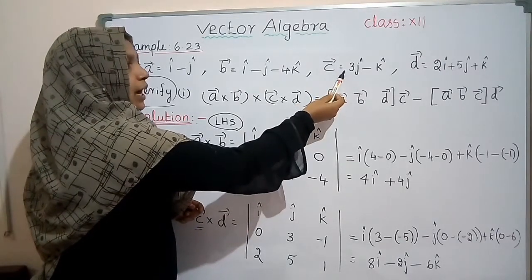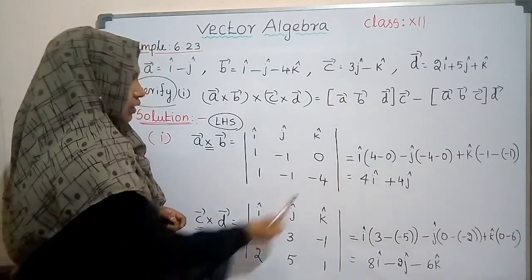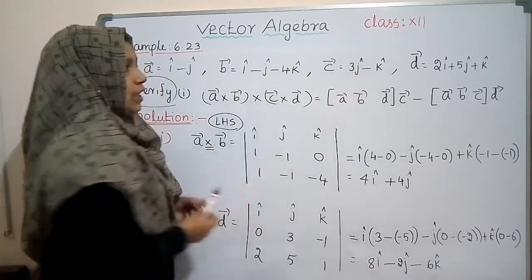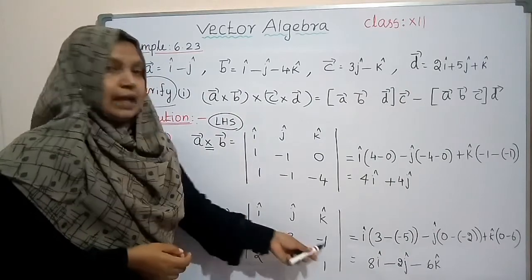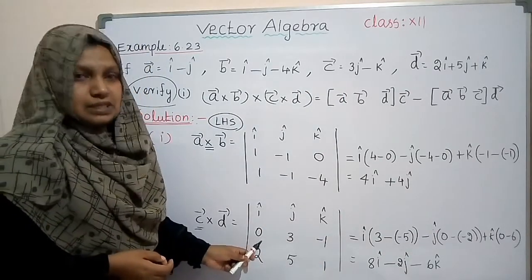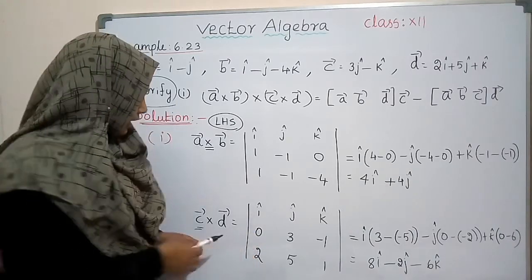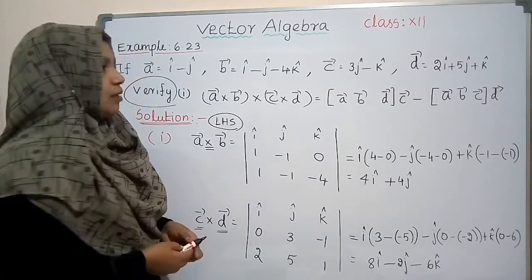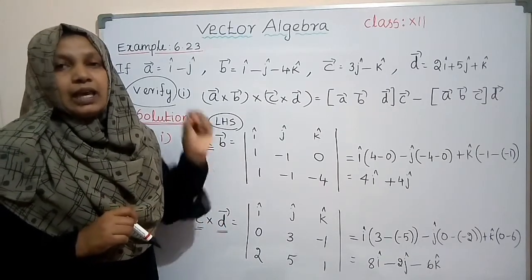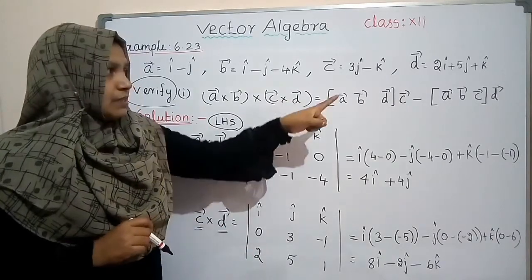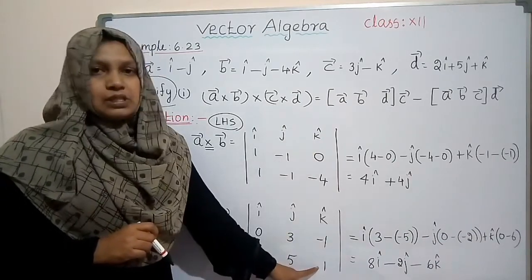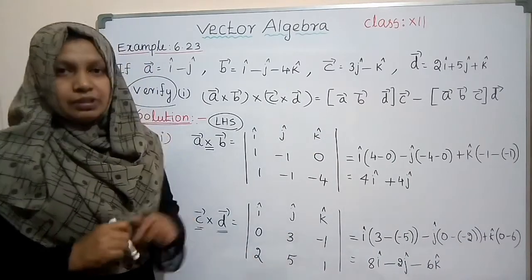So here there is no i cap, so I put 0 here. Then the components of the j vector and k vector alone, it is 3 and minus 1. Since there is no i cap, the first value becomes 0. And the next one is the d vector components. It is 2, 5, 1: 2 i cap, so 2, plus 5 j cap, so it is 5, plus k cap, so it is 1. Only we are taking the coefficient.